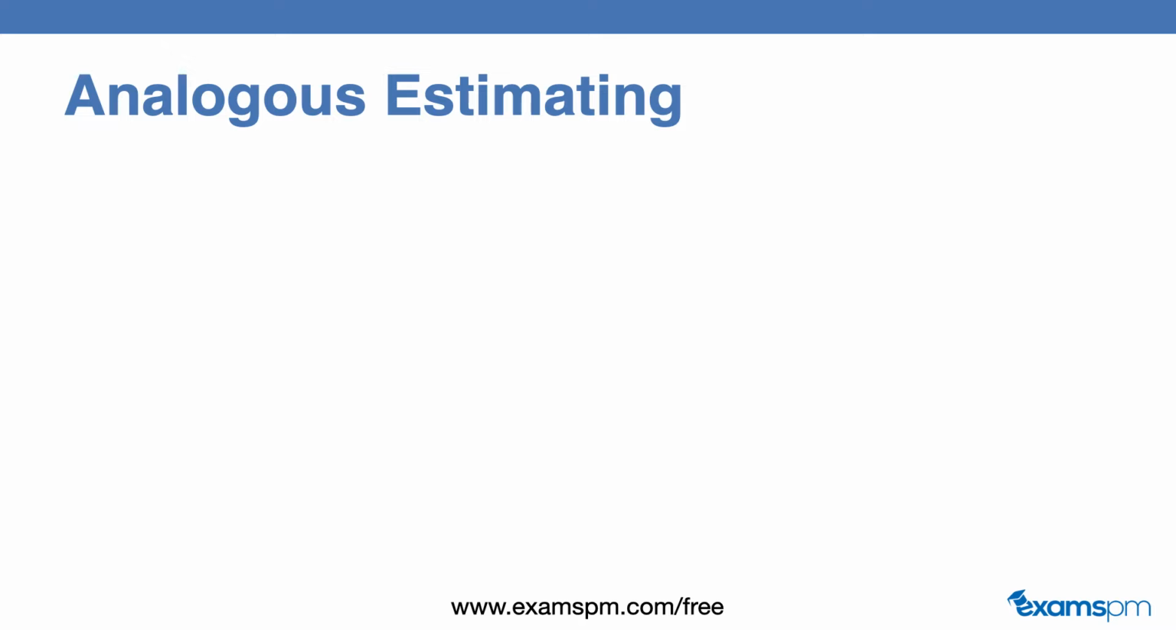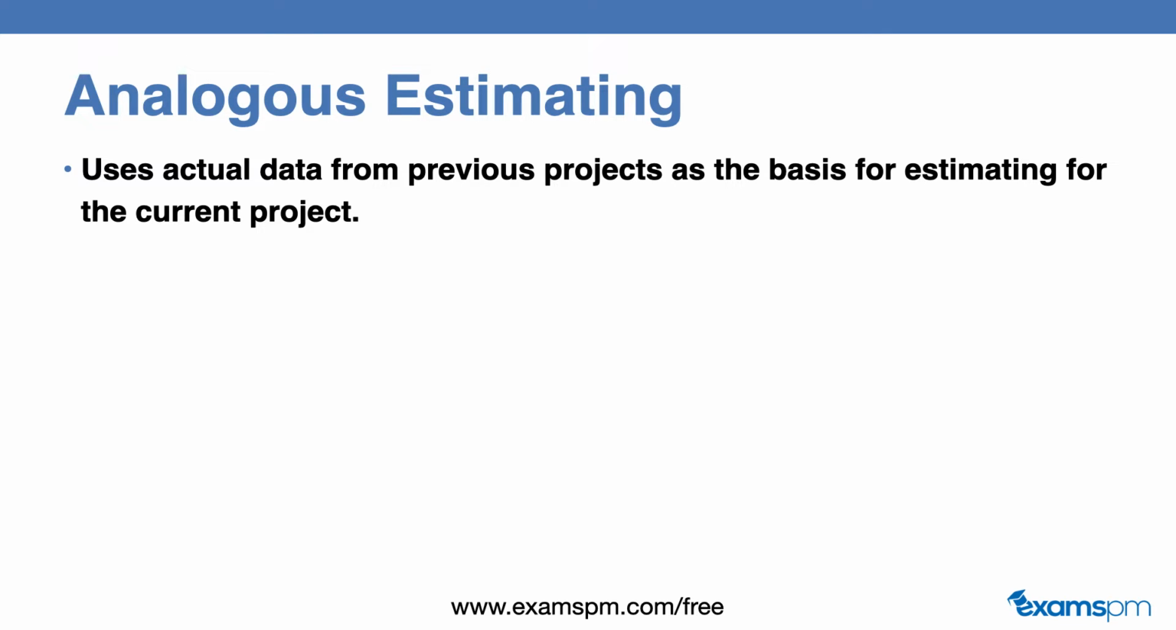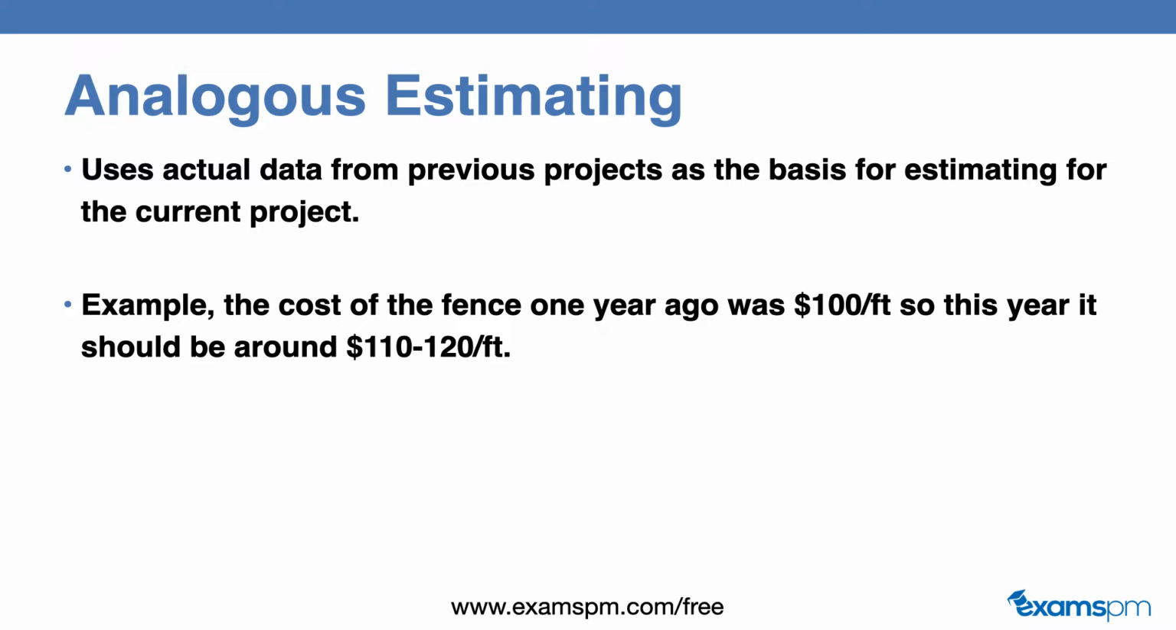So analogous estimation is used when you have accurate data from previous projects that could help you estimate the current project's schedule as well as cost. So for example, let's suppose that you built a fence 1 year ago for $100 per feet. Because of inflation, you could estimate that this year, this fence should cost about $110 to $120 per feet.